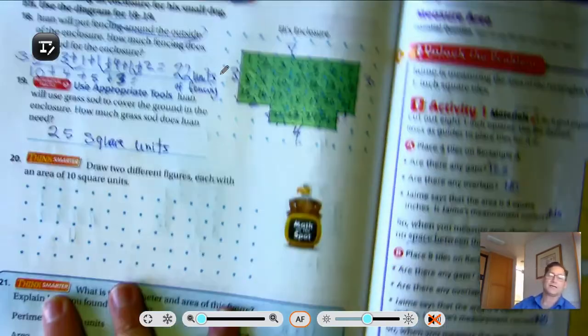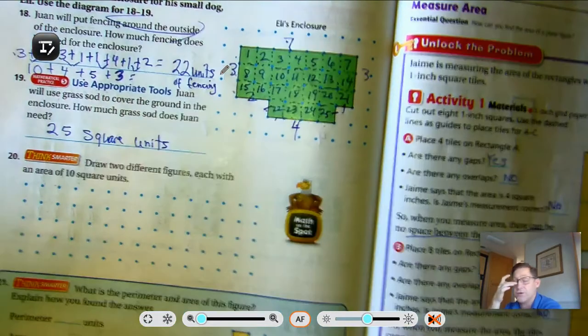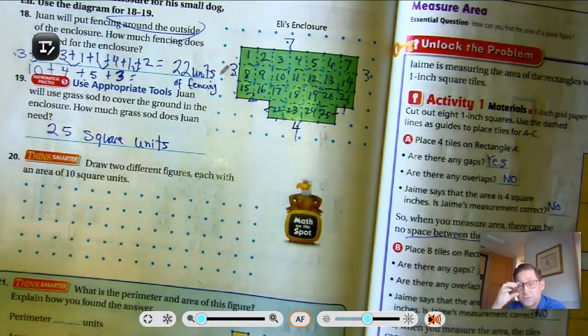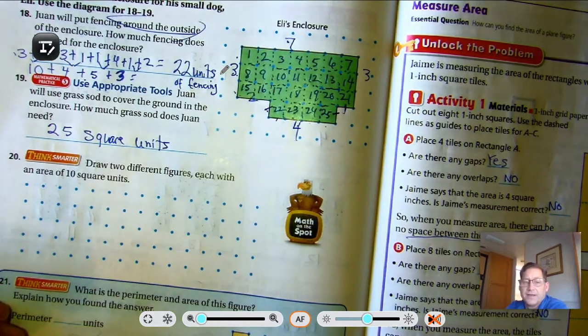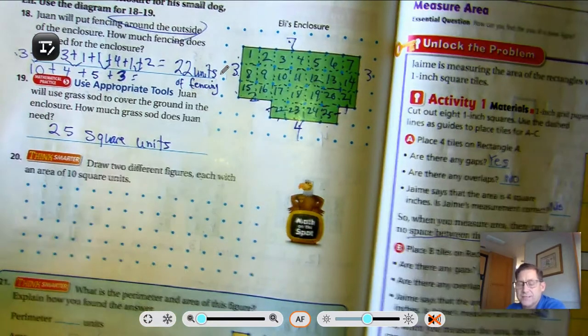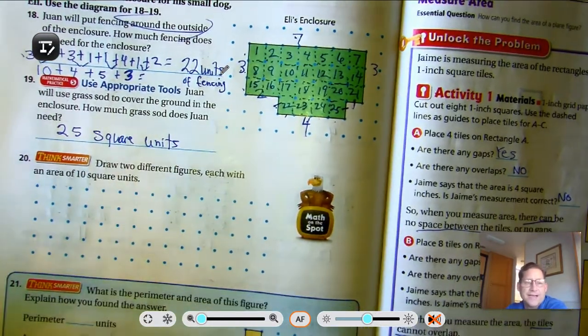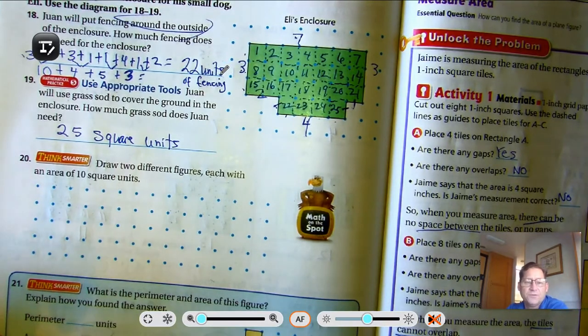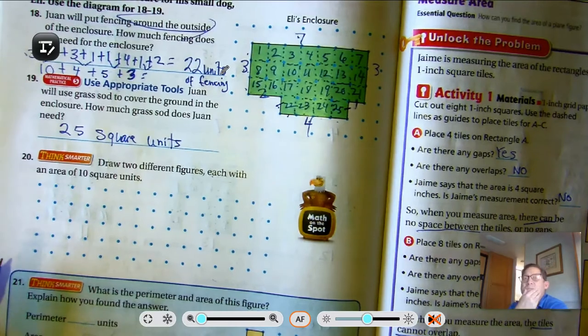So again, if we want to cover a whole thing, we want square units. How many squares fill the figure? If we want to go around, it's just units. Okay, number 20, draw 2 different figures, each with an area of 10 square units.